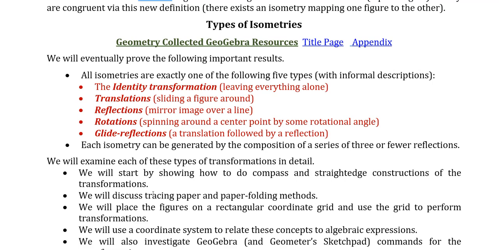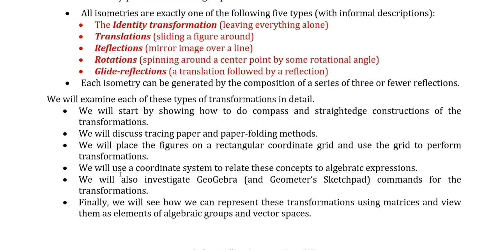A couple of other results that we eventually will get, kind of giving away a lot of the good punchlines right here at the beginning: every isometry can be generated by the composition of a series of 3 or fewer reflections. And so we're going to study each of these in detail. We don't really need to study the identity transformation, but we'll talk about translations, reflections, rotations, and glide reflections. What will we do with each of these? We'll start by defining these geometrically.